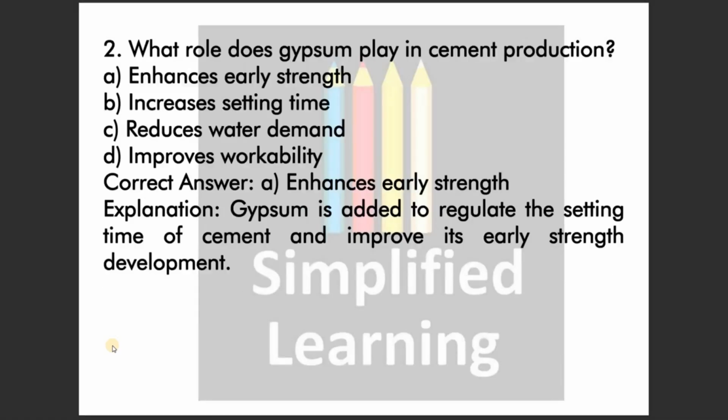Next question, what is the role played by gypsum in cement production? See, gypsum has its role to improve the early strength. It is added to regulate the setting time of cement and improve its early strength development.